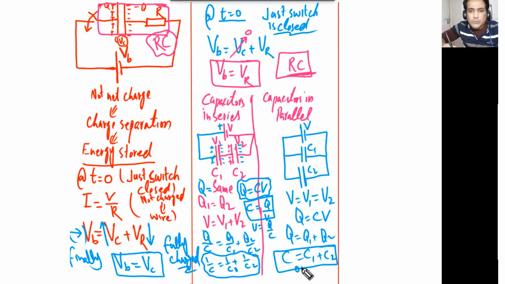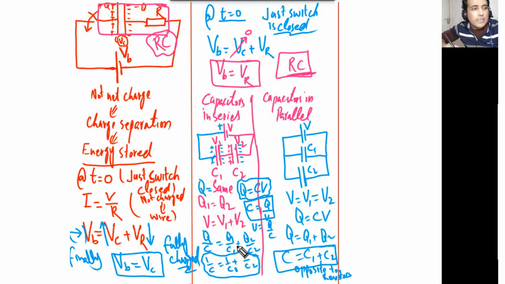This is just opposite to resistors actually. When resistors are in series, it means capacitors are like in parallel. So this is also true: when the capacitors are in parallel, it is similar to resistors in series. So this is how you can remember this one.